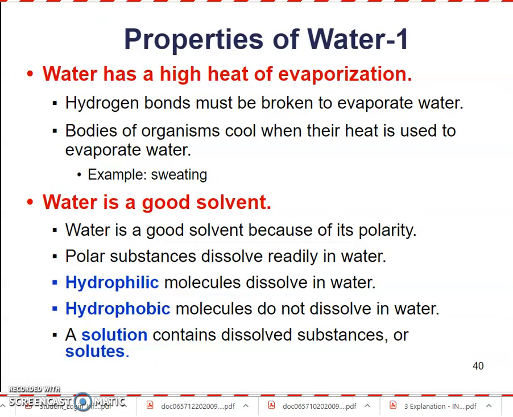Properties of water. Water has a high heat of evaporation or vaporization. Hydrogen bonds must be broken to evaporate water. It takes a lot of energy to break those hydrogen bonds. Bodies of organisms cool when their heat is used to evaporate water.